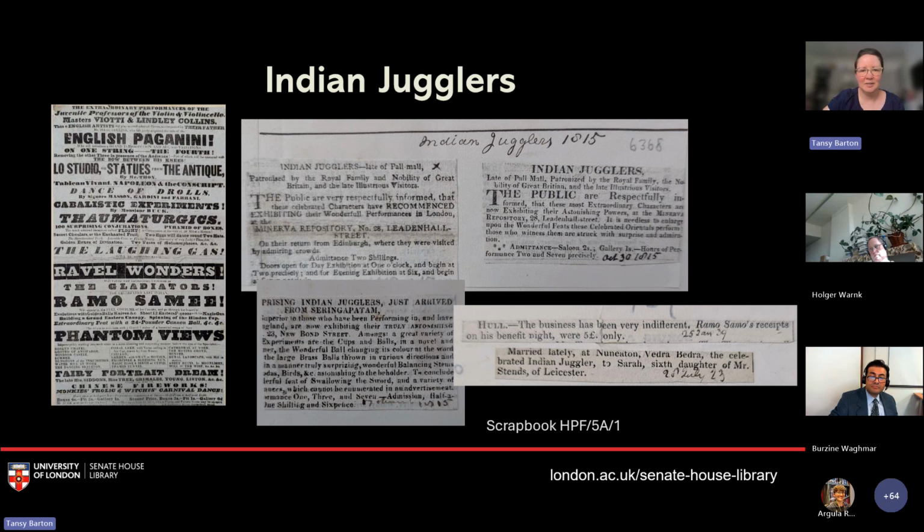And among the cut-ins that you can see here is a playbill featuring one of the most renowned performers of this period, Ramo Sami, who toured in Britain and Europe and North America in the first 2 decades of the 19th century.